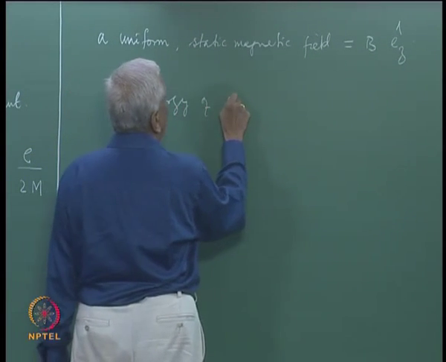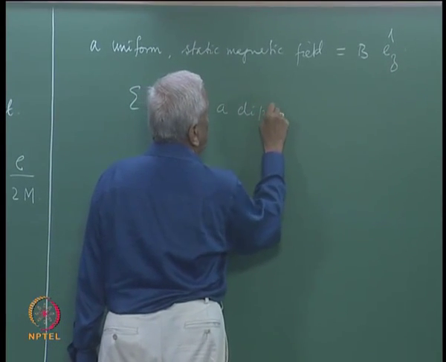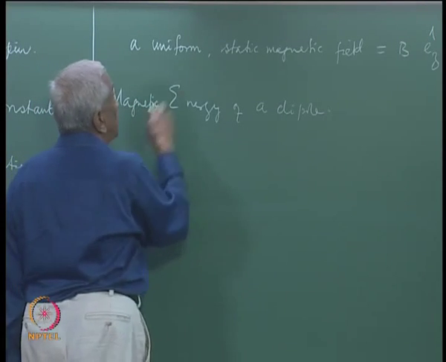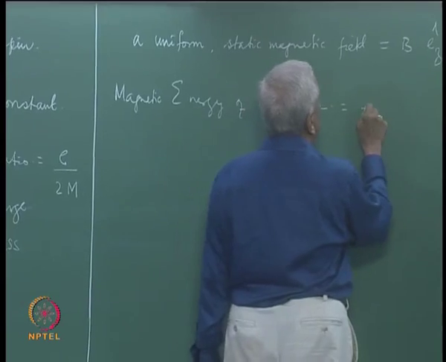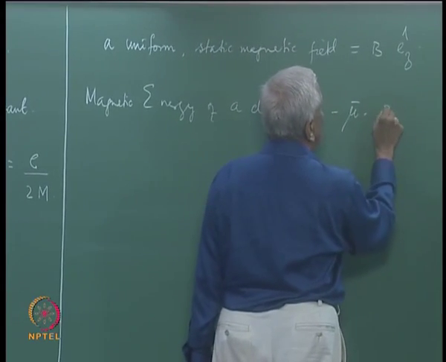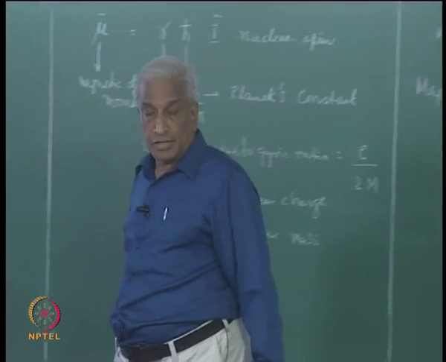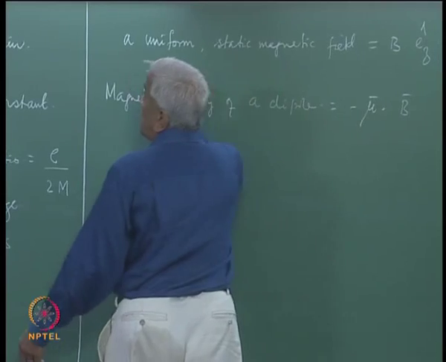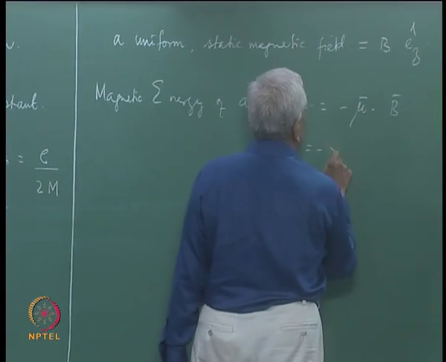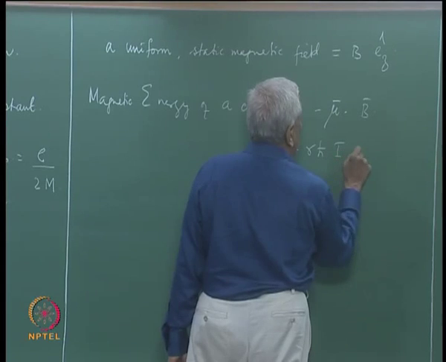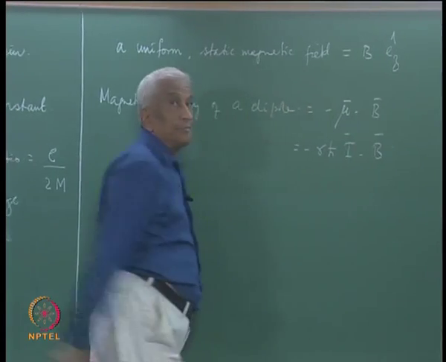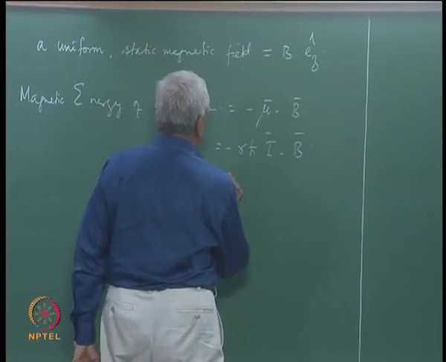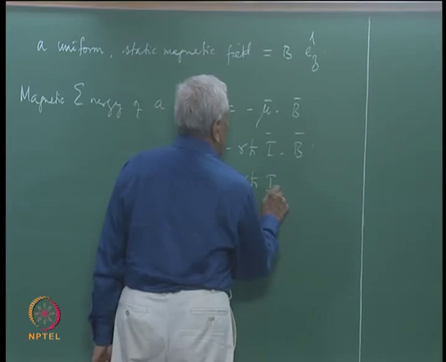The magnetic energy of such a dipole in a static magnetic field is minus mu dot B. This is again a well known result. So, if we use the value for mu from this, I can write this as minus gamma h cross I dot B, and since B is along the z direction, this becomes minus gamma h cross I z B.